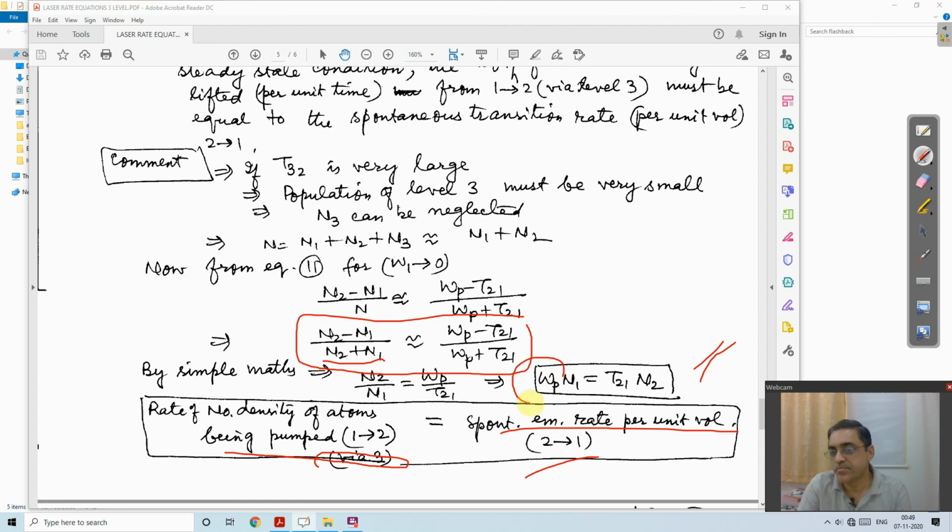So this is the pump rate actually, and it is stimulated between 1 and 3, and this one is from 2 to 1. That means lasing spontaneous transition. So we have related the stimulated and spontaneous rates by using this simple theory.